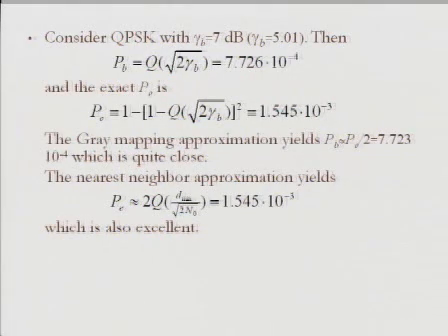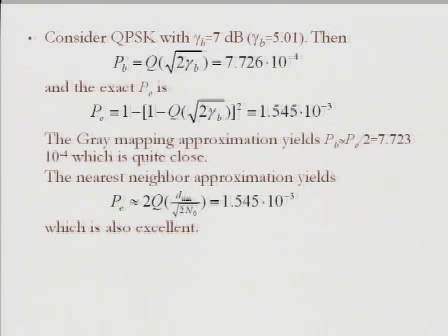Say we have QPSK with gamma b equal to 7 dB, which in linear scale is equal to 5. Then we can just plug this into the Q function, and we get that Pb is equal to 7.7 times 10 to the minus 4. Now, the exact error probability using this formula we just found is 1.5 times 10 to the minus 3, right?